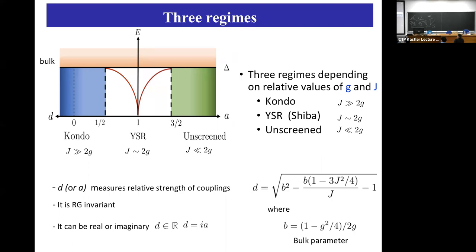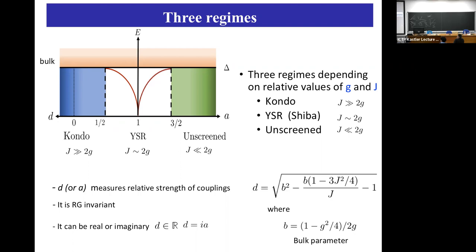Remember, all these couplings run under RG. J and G are not RG invariant. When we change the cutoff, they run, but this combination D that I've written down here in terms of J and B, where B is this combination, is RG invariant.